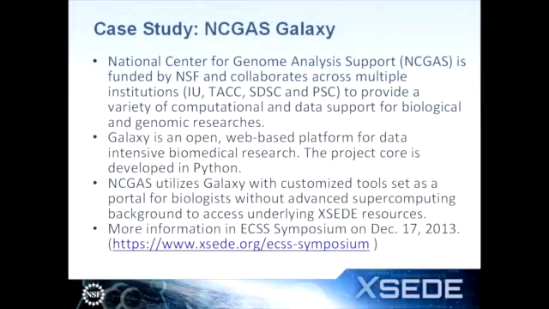The first example is NCGAS Galaxy. NCGAS is funded by NSF and collaborates across multiple institutions, including IU, TACC, SDSC, and PSC. It provides a variety of computational and data support for biological and genomic research. One of the core services that NCGAS provides is a Galaxy portal. Galaxy is an open web-based platform for data-intensive biomedical research. The core of the Galaxy project is developed in Python.